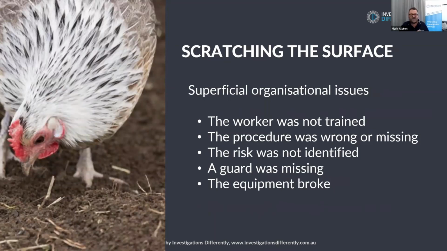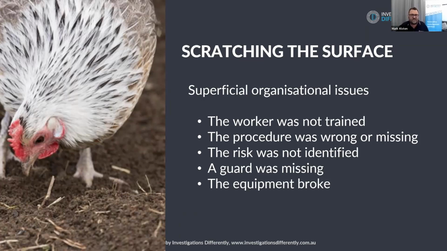We're still seeing the worker wasn't trained. We're also seeing the procedure was wrong or missing, so we put a line in the procedure. We're seeing the risk was not identified or a guard was missing, or the equipment broke down. We're seeing these as our organisational issues. And unfortunately, that's where investigations are stopping, and it's just scratching the surface.